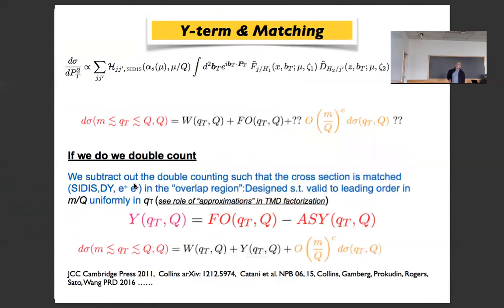What we're talking about when we do TMD factorization is that in b-space, we have the TMDs and the fragmentation functions. Here I'm just speaking about unpolarized with the Y term, where the Y term is essentially allowing subtraction of the double counting that would happen if you just naively took the W term, which is this TMD contribution, the fixed order, and just added it. I'm sure many of you are familiar with this. There's a lot of work on that as well.